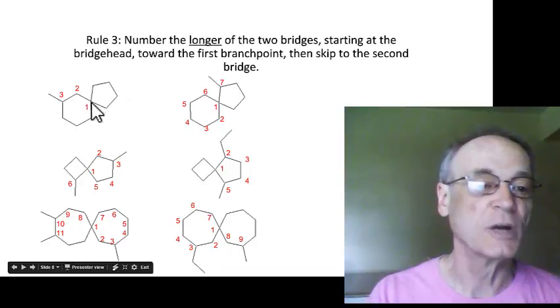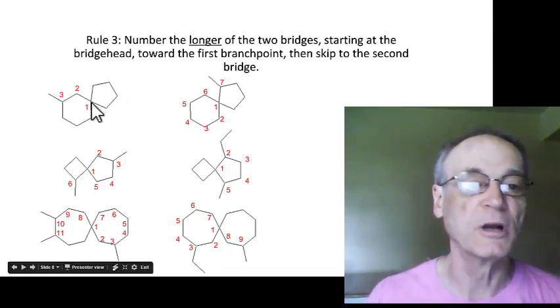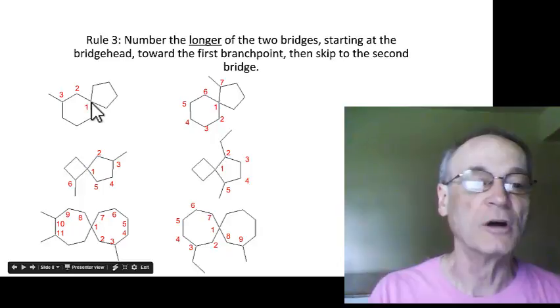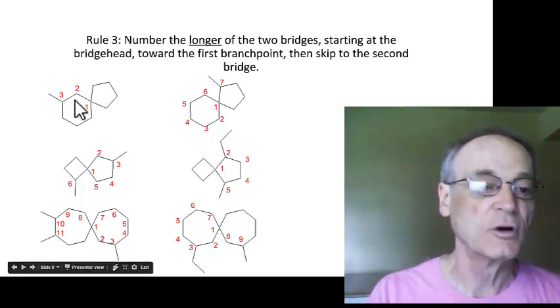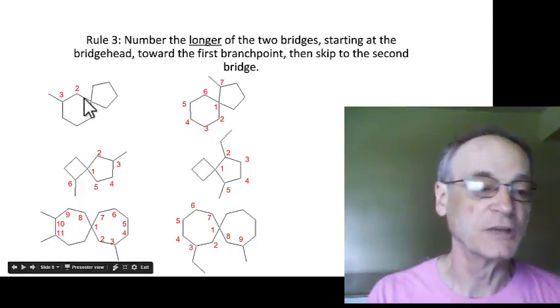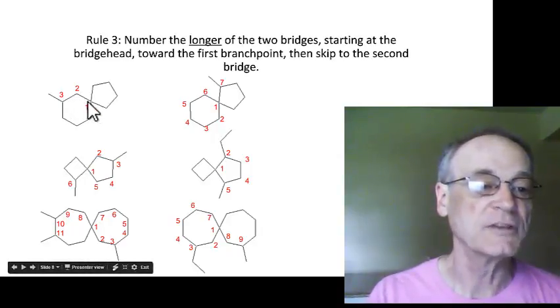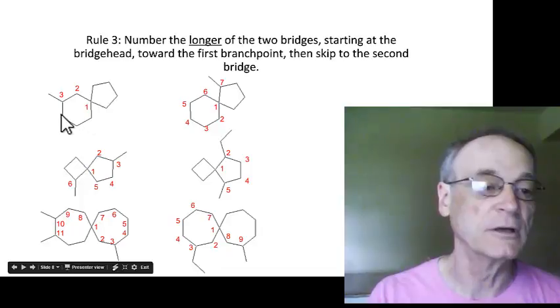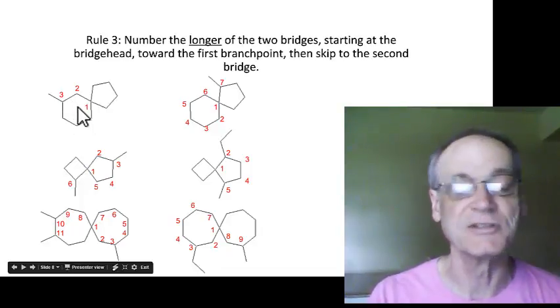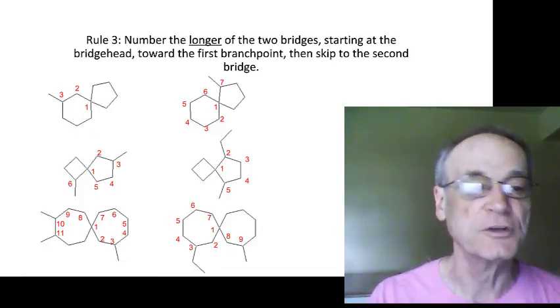Starting at the bridgehead is carbon number 1. So the bridgehead will always be carbon number 1. And you number around the longest one. In which direction do you go around the longest one? You go in which direction will get you to the first branch point as soon as possible. So we're going to call that 1, 2, 3, as opposed to 1, 2, 3, 4, 5, because 3 is less than 5. Then you skip to the second bridge if you need to.